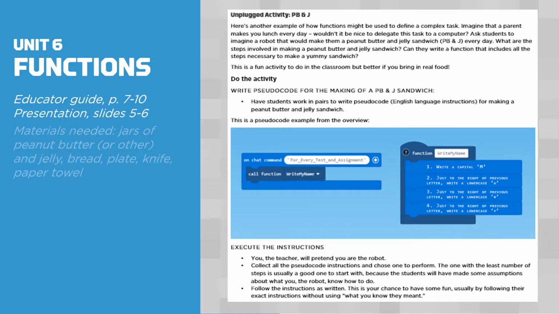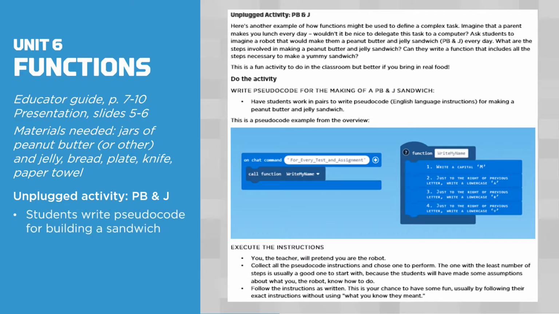In the unplugged activity, students imagine a robot making a peanut butter and jelly sandwich, and write the pseudocode for the task as functions. Then you'll pretend to be the robot and execute the code, making a real sandwich if possible. Be sure to substitute the peanut butter if there are any concerns about allergies.